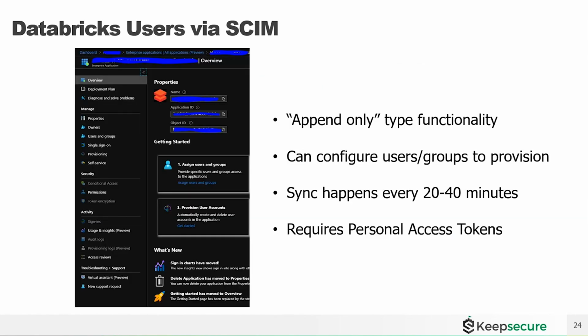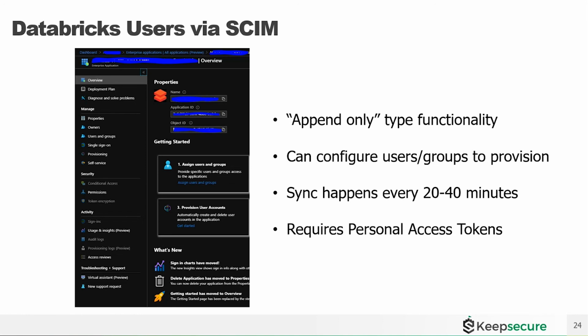So Azure Databricks has a SCIM plugin. It's an append-only type functionality, so this gives you a little bit of leeway in which you can create groups and users within the Databricks management plane and then start syncing. It's not an all or nothing type approach. You can configure the users and groups to provision, so you can limit who has access using the controls within Azure Active Directory. The sync happens every 20 to 40 minutes, so it's not immediate. But if you automate it as part of your provisioning process, know that at some point in the future it'll happen.